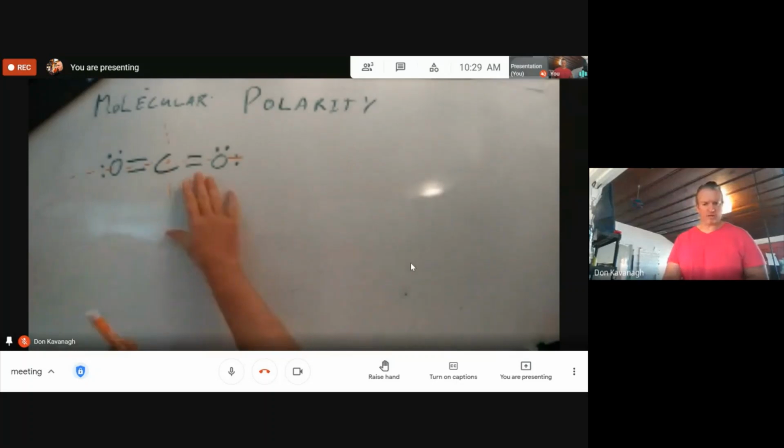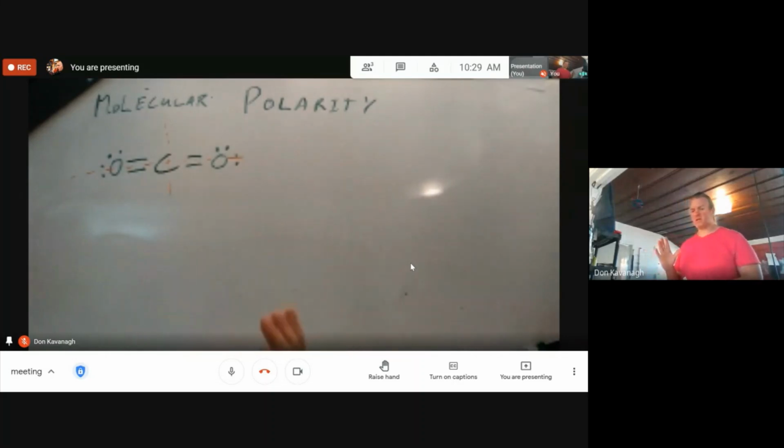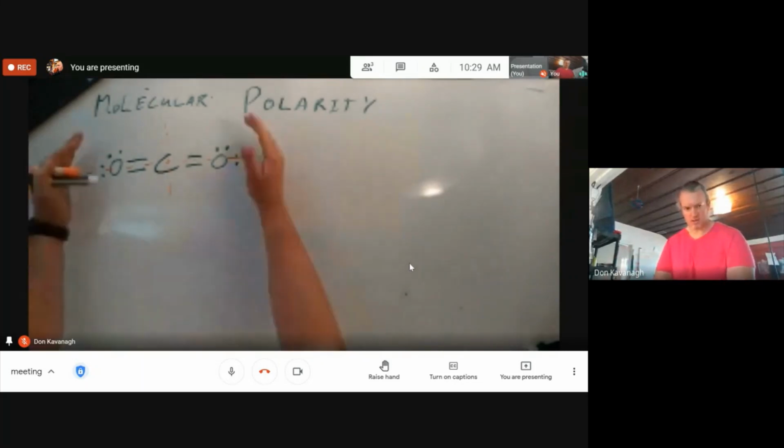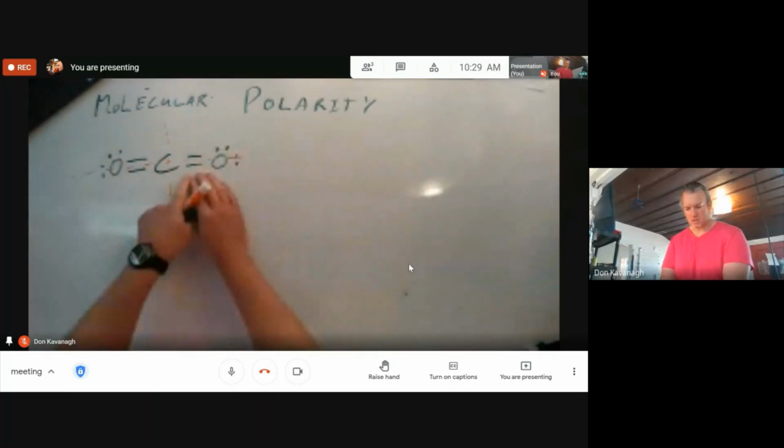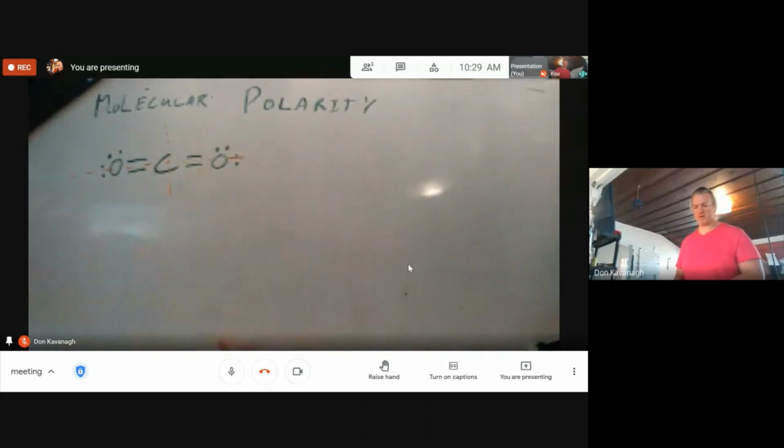We can also look at the polarity of the individual bonds. Now, I want to be clear that the word polarity is being used to describe the entire molecule and also the bonds. So I think that's a little point of confusion here, how we use that word so liberally here.